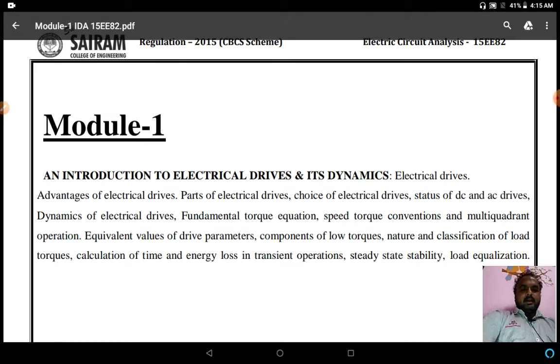So in this electrical drives module: advantages of electrical drives, parts of electrical drives, choice of electrical drives, status of DC and AC drives, dynamics of electrical drives, fundamental torque equation, speed torque conventions and multi-quadrant operation, equivalent values of drive parameters, components of load torque and classification of load torques, calculation of time and energy loss in transient operations, steady state stability, load equalization. So this is about Module 1.